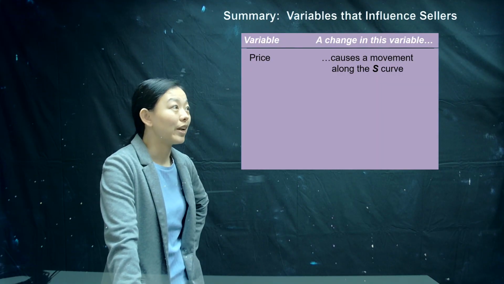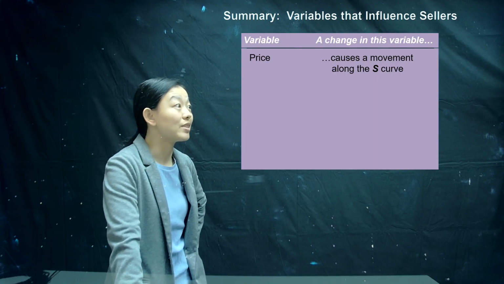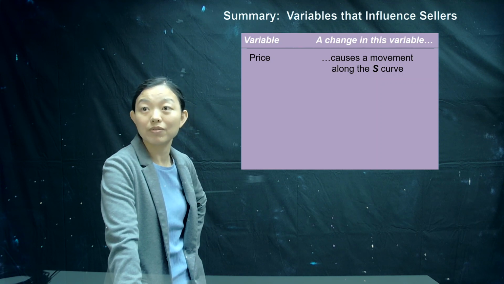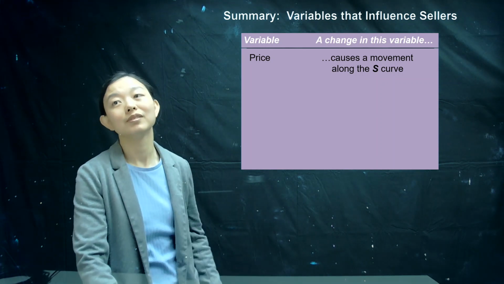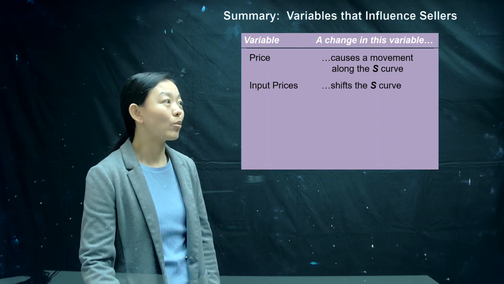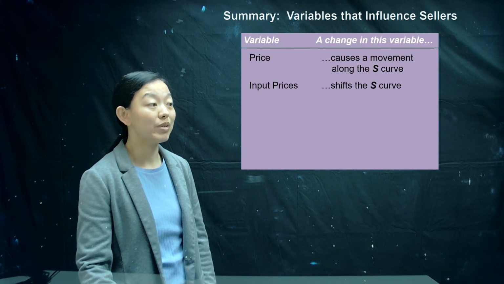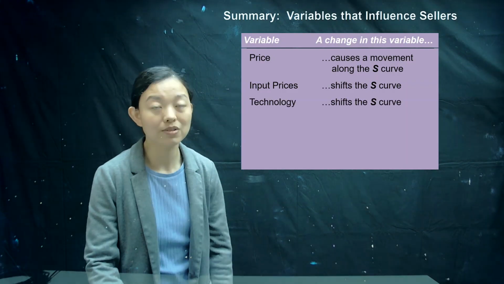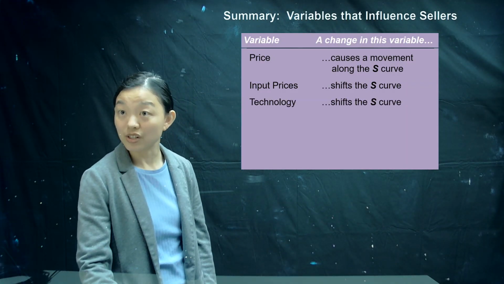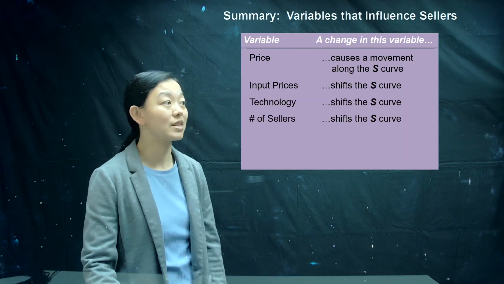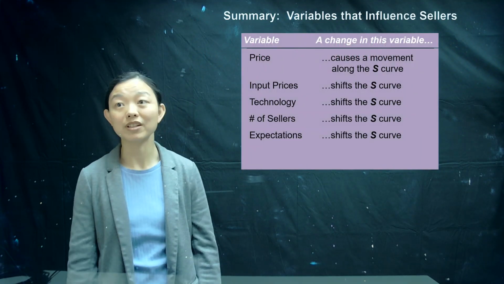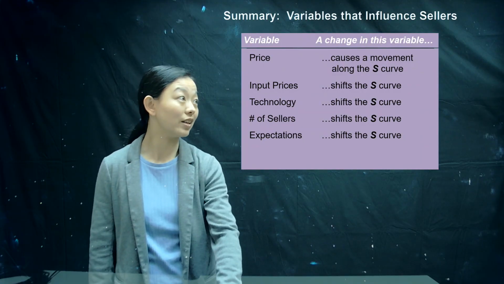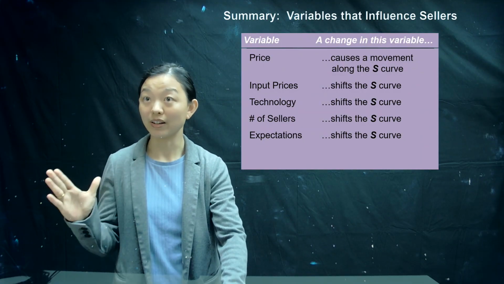On the supply side, if just the price changes, it will cause a movement along the supply curve. However, if there are other non-price determinants such as input prices, technology, number of sellers, or sellers' expectations, all of those would shift the supply curve.